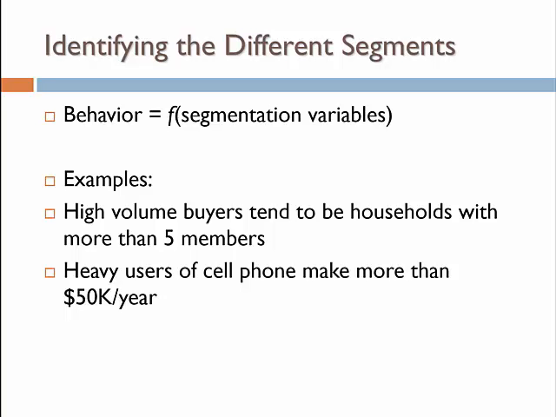And using this information, we can actually take a new consumer, and depending on whether their income is above or below 50K a year, we can forecast whether they're likely to be a heavy user or a light user. So this is also a benefit from linking behavior to targetable characteristics.